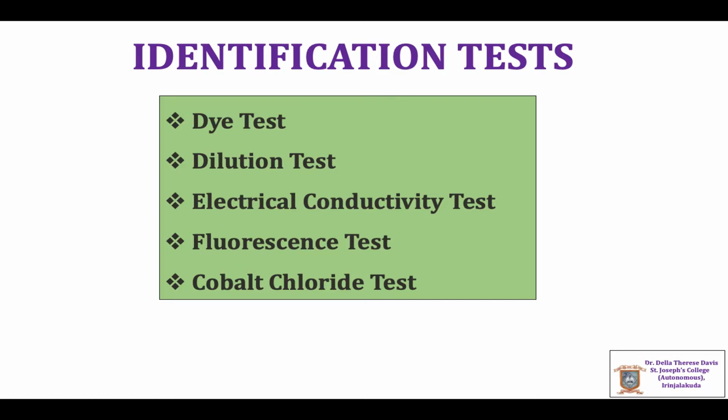Aqueous solutions conduct electricity, whereas oil is a poor conductor of electricity. So by checking the electrical conductivity of the emulsion, we can identify whether it is water in oil type or oil in water type.